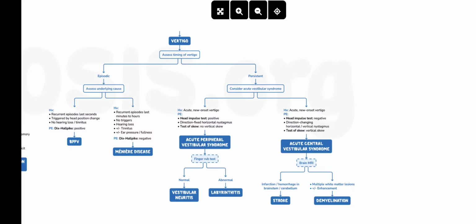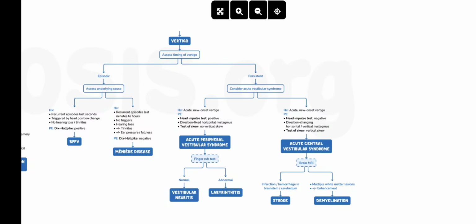So this is the approach to vertigo. First ask whether it's episodic or not. If there is a triggering factor, it lasts a few seconds, with no hearing loss or tinnitus, it's benign paroxysmal positional vertigo. And if there is the golden triad, that is hearing loss, tinnitus, and vertigo, you go for Meniere's disease. Definitely don't forget to perform the Dix-Hallpike maneuver here.